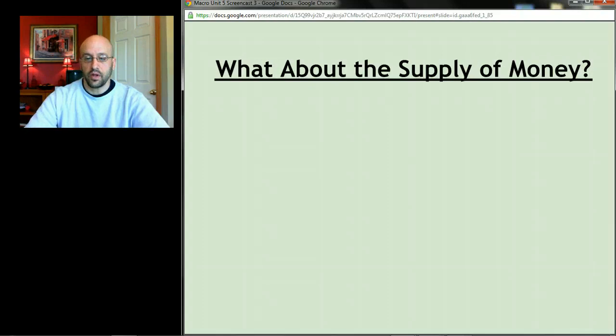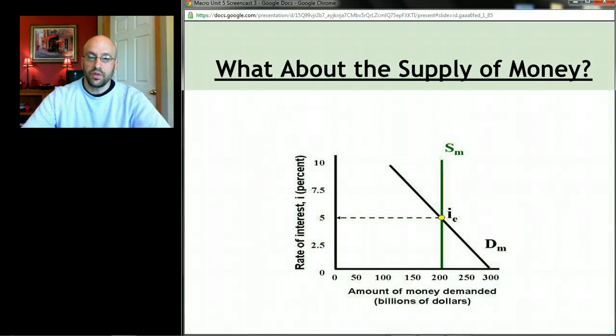What about the supply of money? Now what we're going to see is that unlike in the loanable funds market, the supply of money is a vertical line. There's a certain quantity of money out there, and here we're talking about all money for all reasons. So if we ran around and just counted how much money there was, there'd be a certain amount.